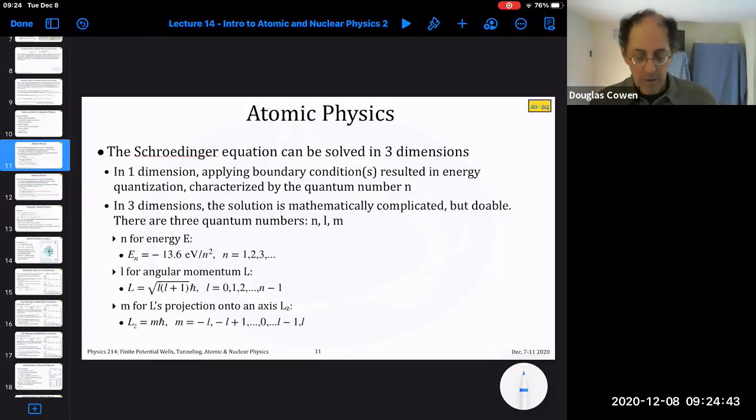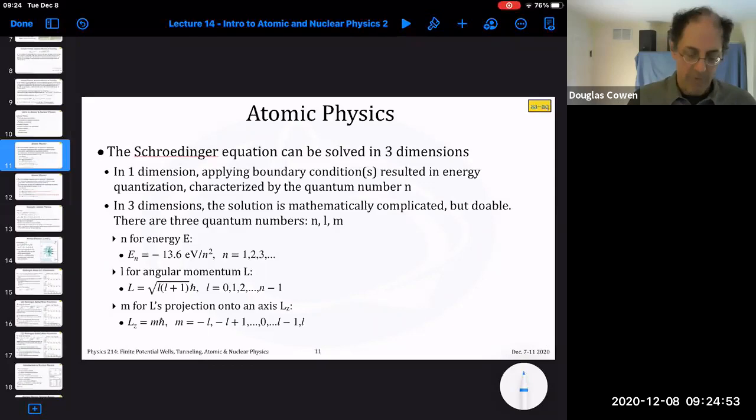It's doable, and I suspect many of you have the mathematical background to fully understand all the steps involved. If you are interested, I'll put in a plug here for Physics 237. That's the next course in the introductory physics sequence where the Schrodinger equation is solved in 3 dimensions in all of its glory. But here we're just going to briefly touch on the results of doing that.